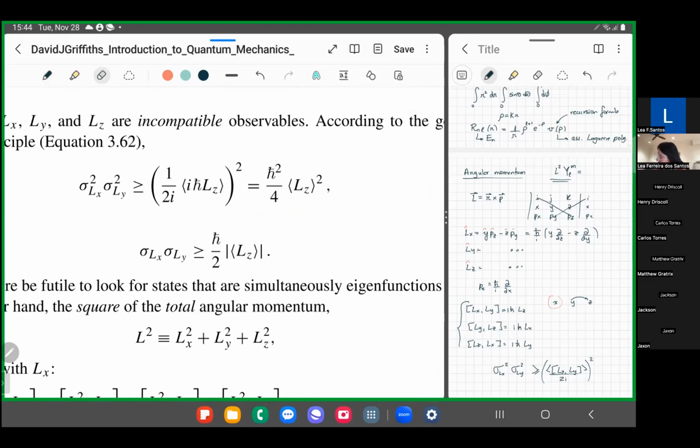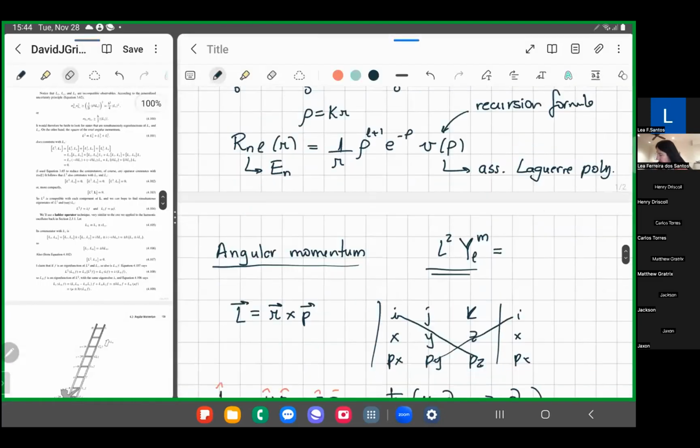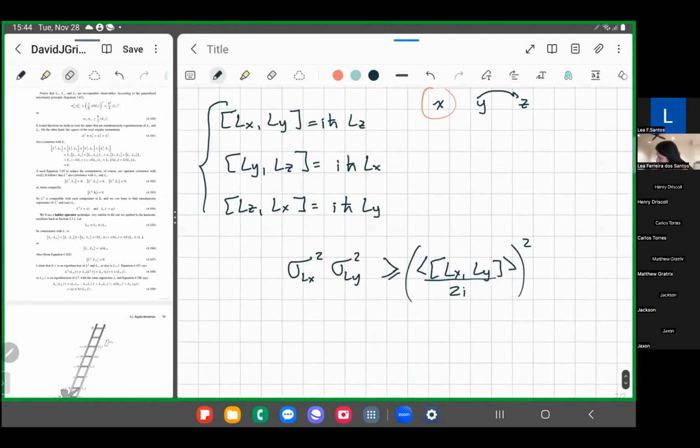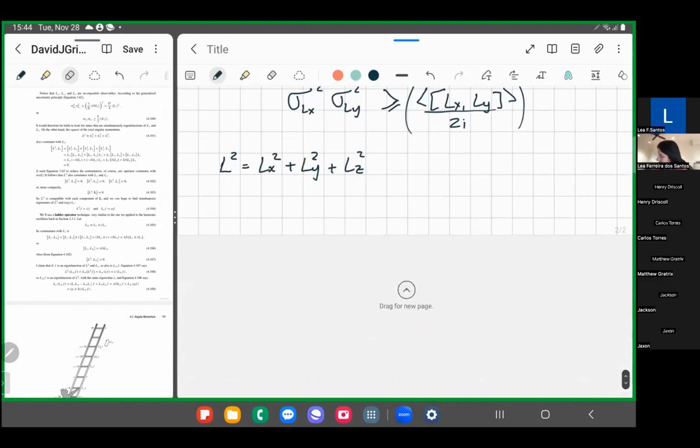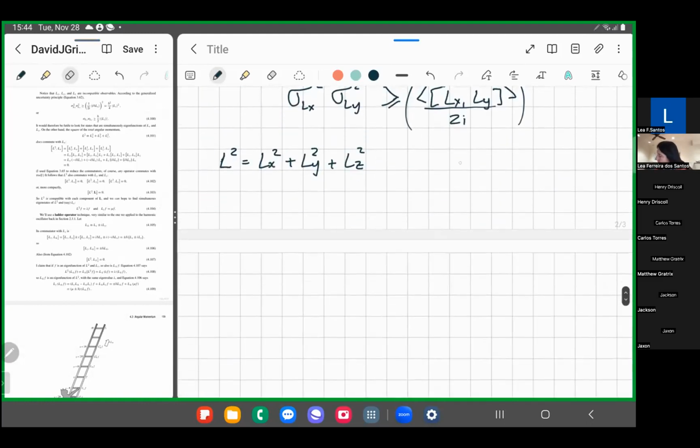In addition to X, Y, and Z, we also talked about the sum, the total angular momentum, L squared. L squared is Lx squared plus Ly squared plus Lz squared. This is the total. This one commutes. You can check that L squared commutes with Lx, commutes with Ly, and commutes with Lz.